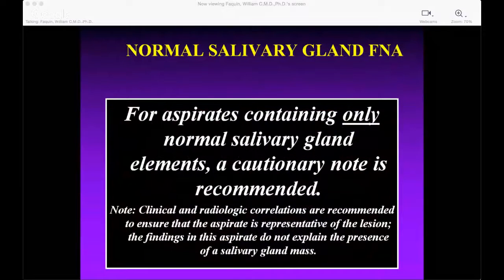For aspirates containing only normal salivary gland elements, a cautionary note is recommended. And the note could read something like this: clinical and radiologic correlations are recommended to ensure that the aspirate is representative of the lesion. The findings in this aspirate do not explain the presence of a salivary gland mass.